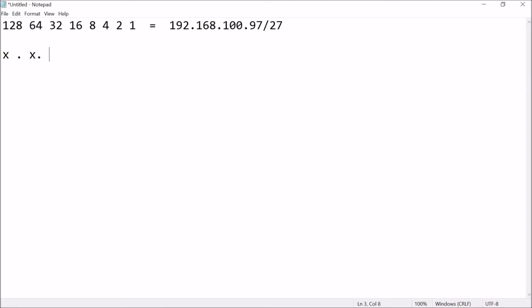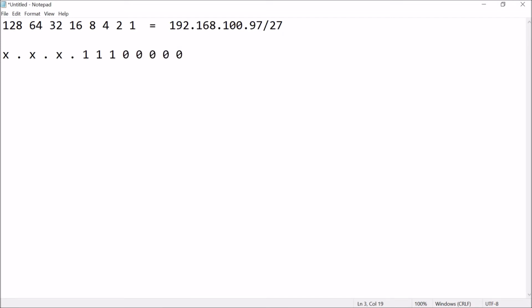16, 24, 25, 26, 27, and the rest is 0. 1, 2, 3, 4, 5. Okay, so I already assumed this x is equivalent to a full octet: 8, 16, 24, since we're looking for 27, 25, 26, 27, and the rest is 0.